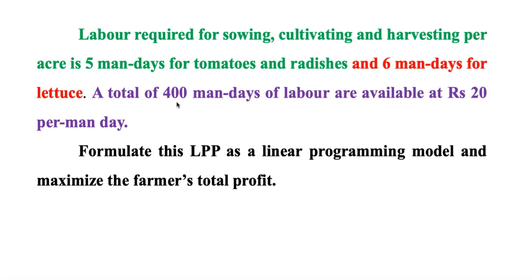And a total of 400 man days of labor are available. So the total labor available for all tomatoes, radish and lettuce is 400 man days. So on labor we have a constraint of 400 man days.